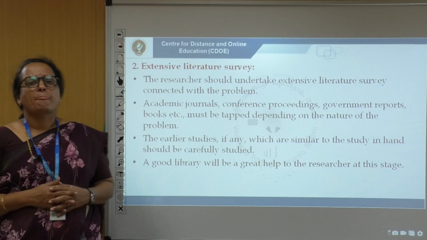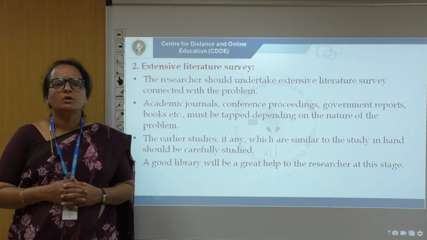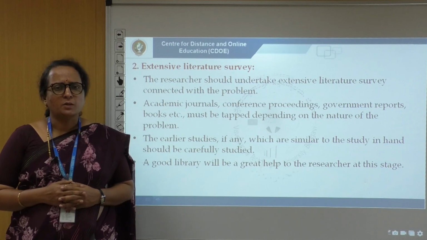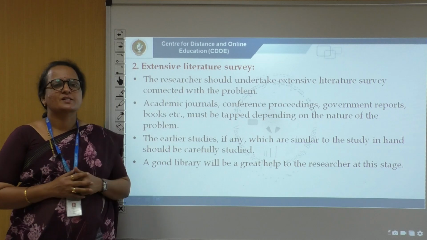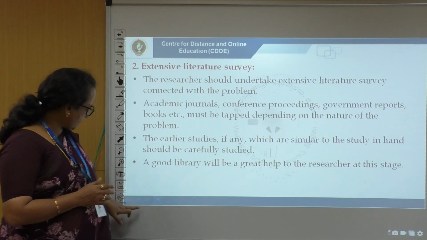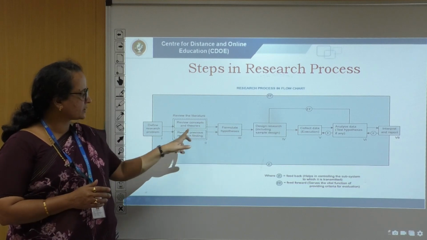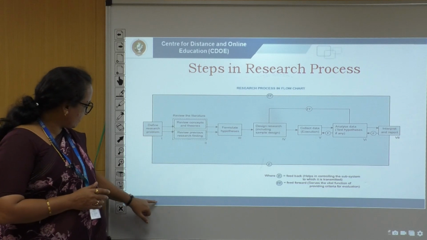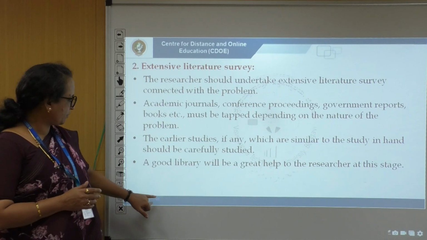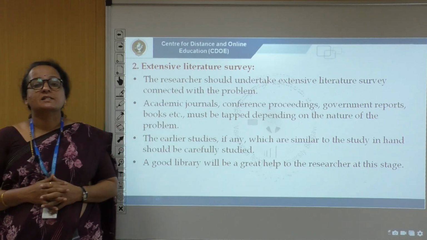Next step is extensive literature survey. As I have said, in order to understand the nature of the problem or in order to develop working hypothesis, review of literature is carried out. For both the steps, for problem definition and for formulation of working hypothesis, review of literature is done. So we have discussed already what is hypothesis. First we will talk about extensive literature survey.